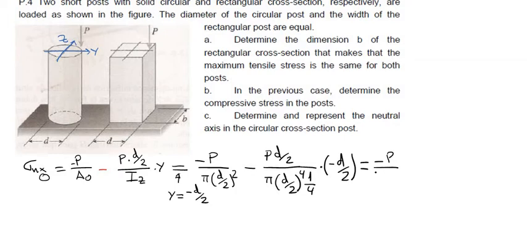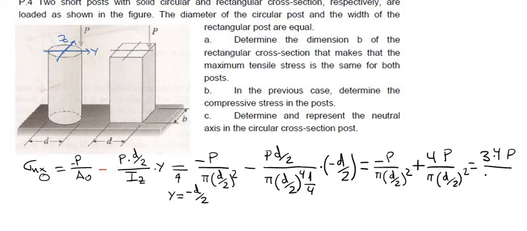This is equal to minus P divided by pi D divided by 2 squared, and we have these two here, so minus plus 4P divided by pi D divided by 2 squared. So the result is 3 multiplied by 4P divided by pi D squared.